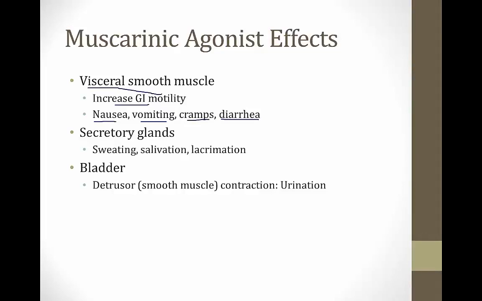If you activate muscarinic receptors in secretory glands, you get sweating, salivation, and lacrimation. In the bladder, muscarinic receptors are responsible for detrusor smooth muscle contraction, so this is what allows you to urinate. So activating the muscarinic system in the bladder helps people urinate, and if you block it, they won't be able to urinate, and that's one of the side effects of antimuscarinic drugs.